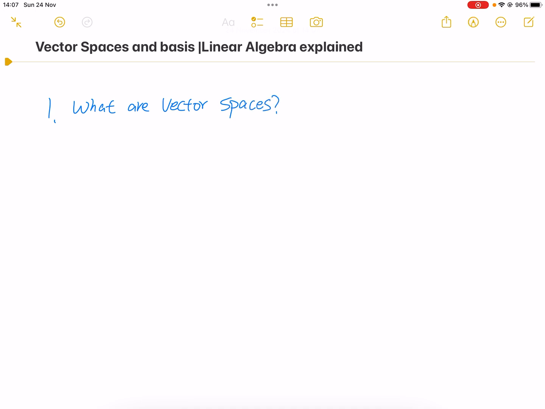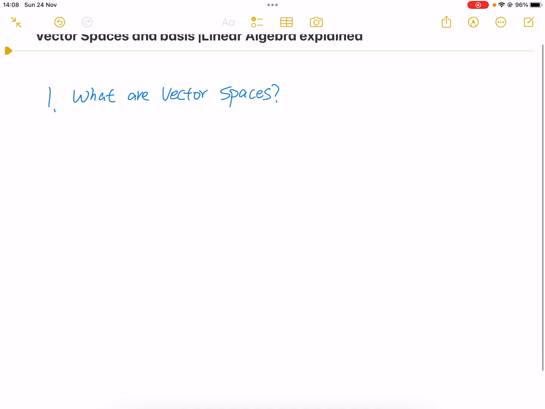Let's start with the basics. A vector space is a collection of vectors that can be added together and multiplied by scalars, and it satisfies a set of properties like closure under addition and scalar multiplication. In simple terms, a vector space is just a set of vectors that follows some rules. Addition and scalar multiplication.